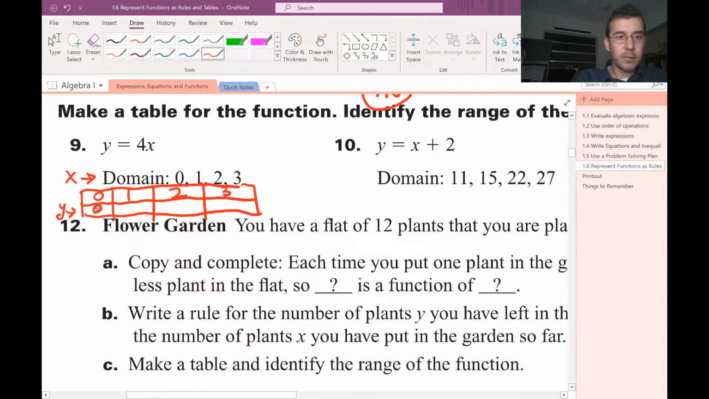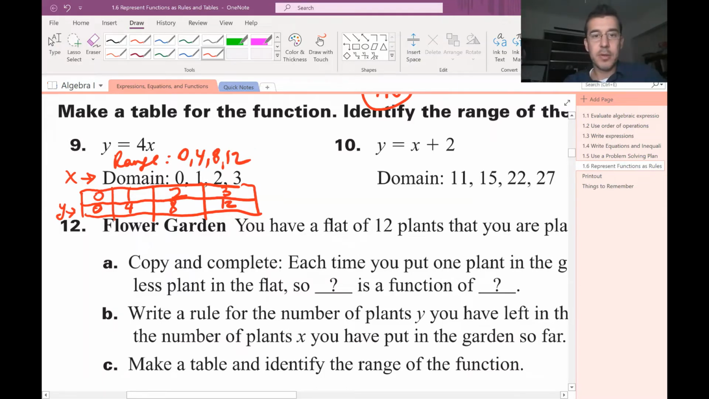For 1, we get 4 times 1 is 4. So y is 4. Then for 2, we get 4 times 2 is 8. For 3, we get 4 times 3 is 12. So what's the range? The range is 0, 4, 8, and 12. So you can say range, or R, is 0, 4, 8, 12.